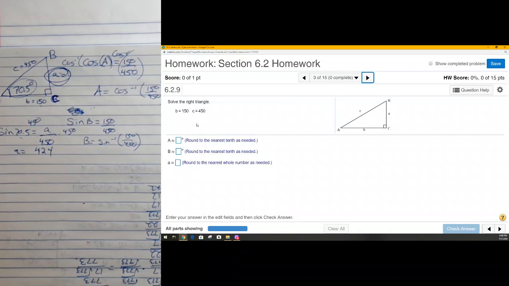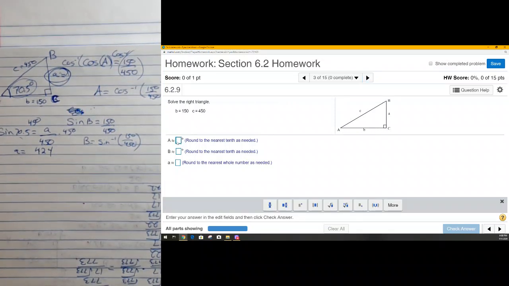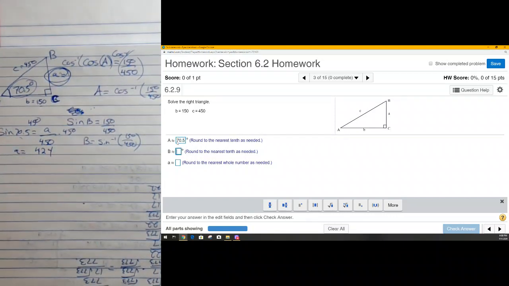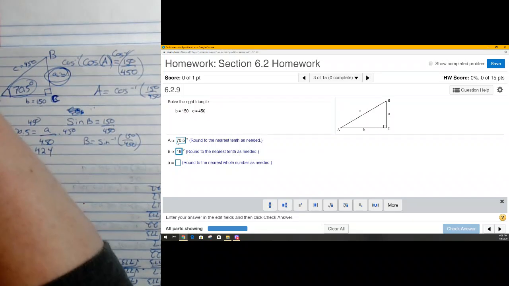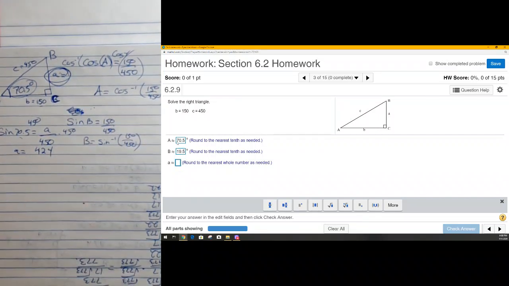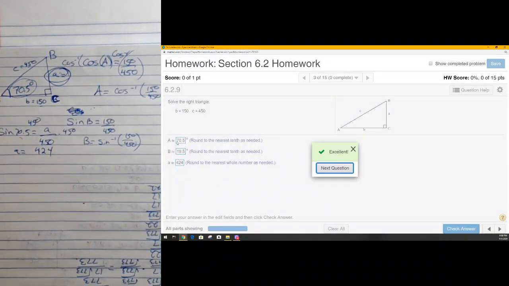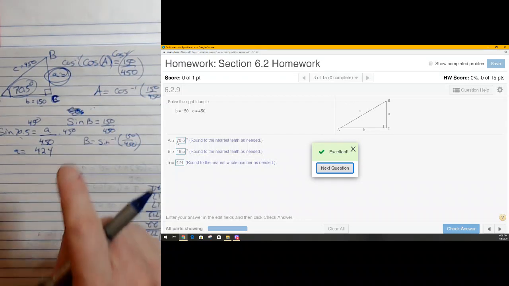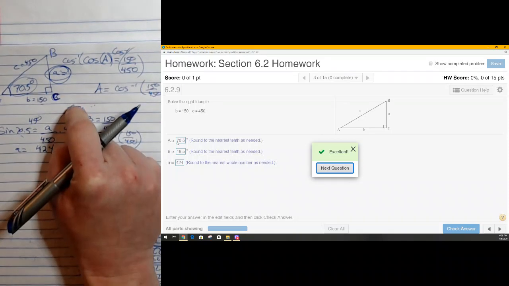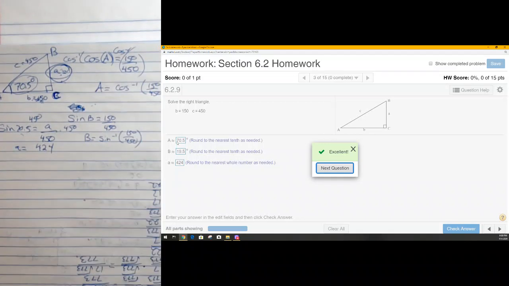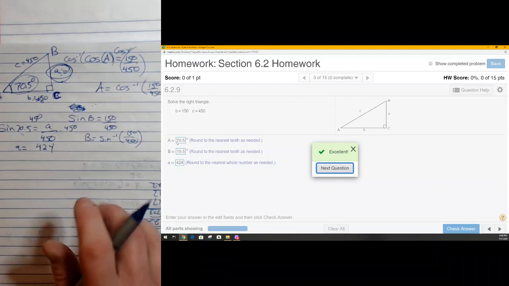So let's go in and fill in our answers here. A here was 70.5. B was going to be 19.5. And then little a is 424. And there we go. Okay, so solving the triangle, finding all three angles and all three sides. Use sine and cosine and sometimes tangent. You use tangent when your two given sides are these two sides here, then you'll end up using that. Most of the time it's just going to be sine, cosine, and remember to use the inverse trig functions when you have to.